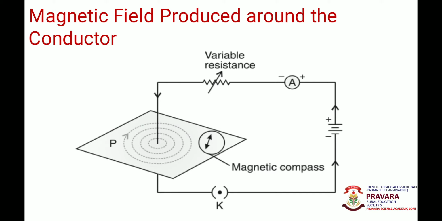For controlling the current, a variable resistance is arranged. For measurement of current, the ammeter is used, and for switching the supply on and off, the key is applied. To find the sense of the magnetic lines, the magnetic compass needle is kept near the current carrying conductor. For better understanding of this experiment, we shall go through this video.